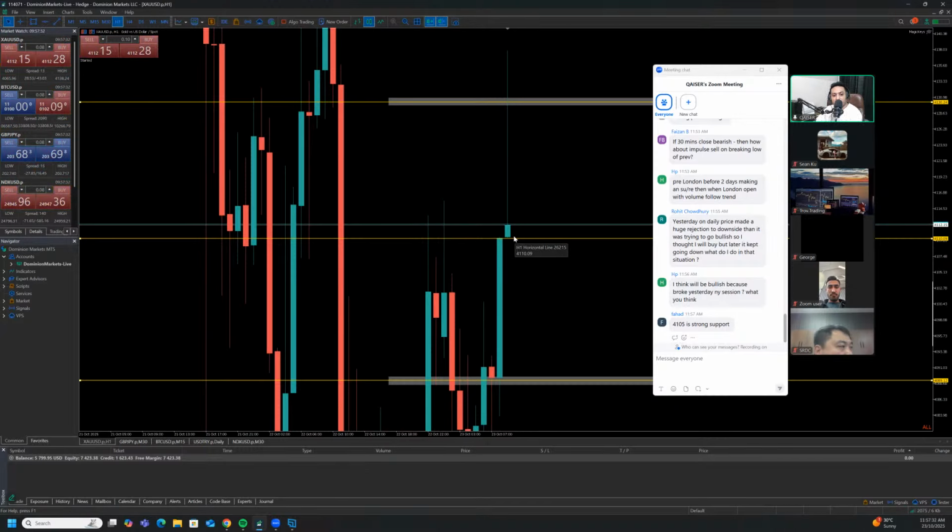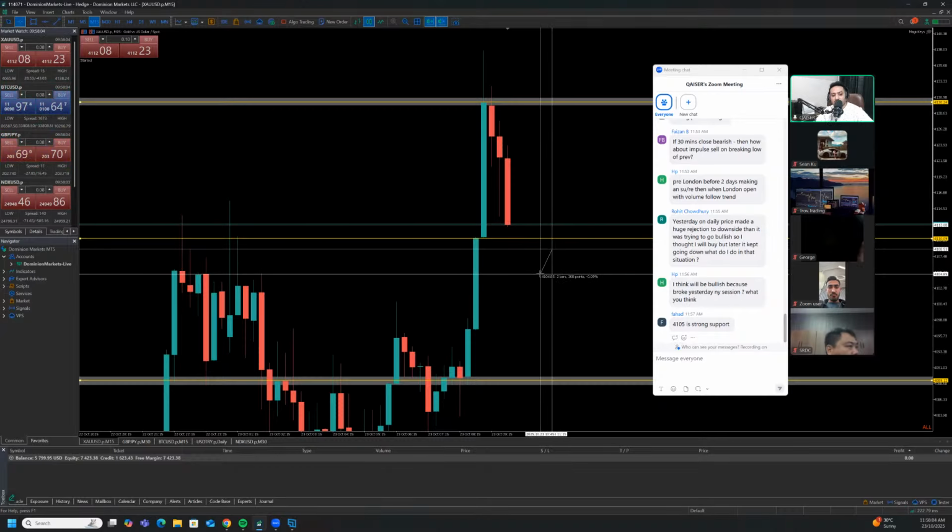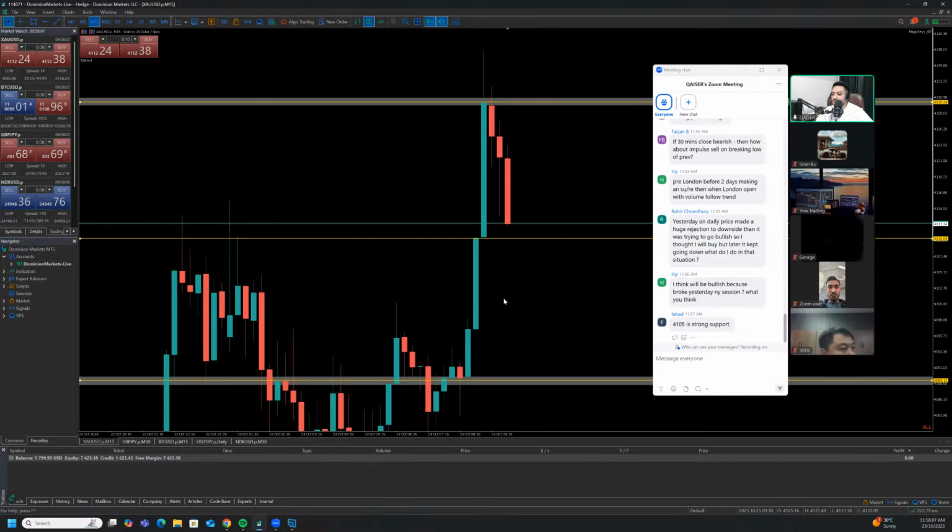H1, look at this H1, wow, damn, what a long rejection. It's going to be closed in two minutes, very tricky, and we need to be very cautious about this execution. Just looking at this one, just waiting. 4105 is strong support, 4105. So we'll see if it's a strong support. I'm looking at the higher time frame.